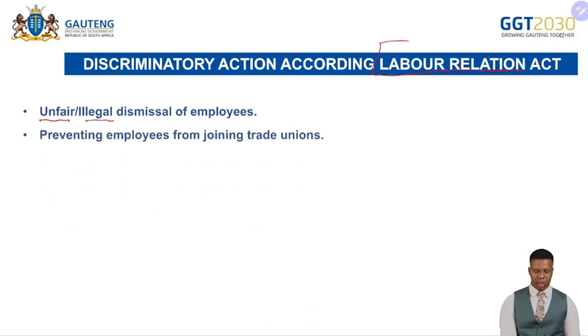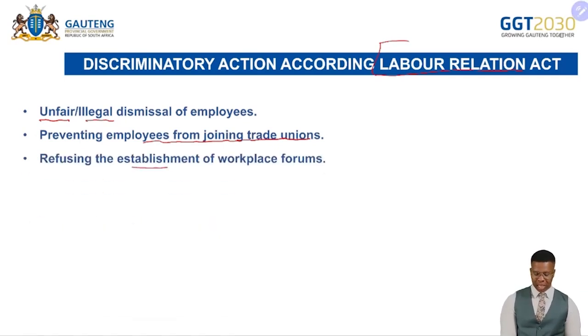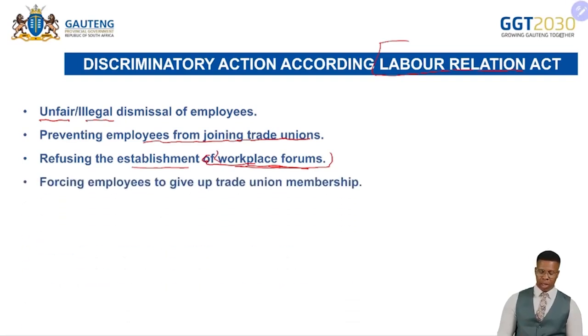And then another one is preventing employees from joining trade unions, which is also considered to be discriminatory by the business, because employees have to have a trade union which would represent them. Another one is refusing the establishment of workplace forums, which is also part and parcel of a discriminatory action, because an organization needs to have a workplace forum, and that forum of employees would facilitate the communication process between management and the employees.